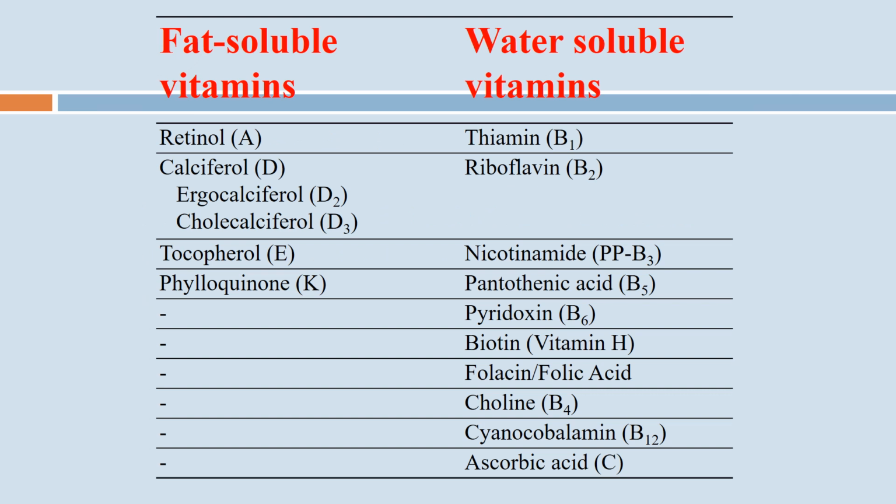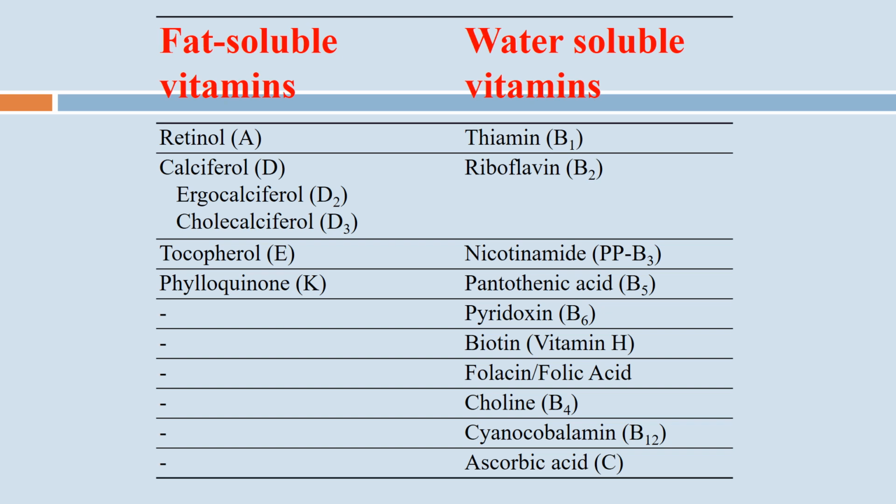Here is the list of water-soluble and fat-soluble vitamins. The fat-soluble vitamins are A, D, E, and K. The technical name of vitamin A is retinol, whereas the technical name of vitamin D is calciferol. There are two forms of vitamin D, D2 and D3. D2 is ergocalciferol and D3 is cholecalciferol, whereas vitamin E is tocopherol and K is known as phylloquinone.